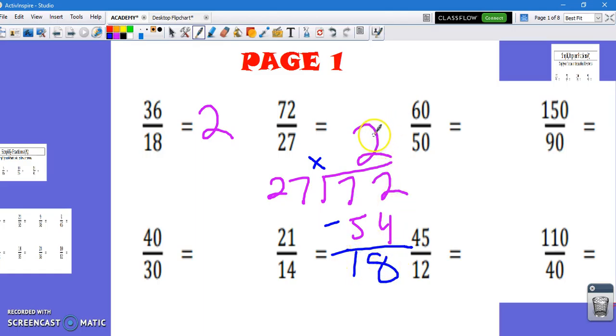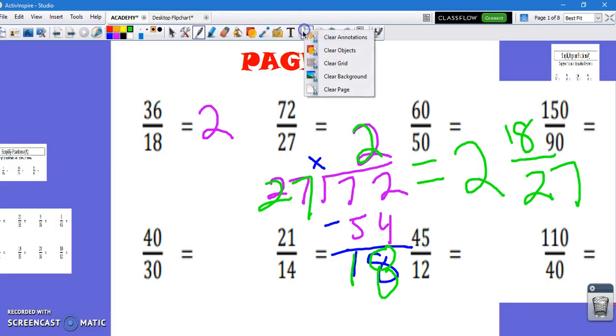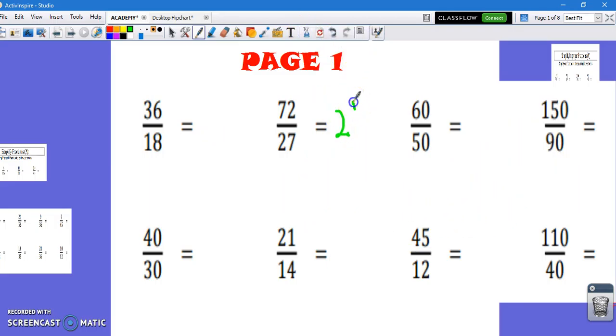So now I have everything I need to put a mixed number together. So for my mixed number, okay, the number that's on top of your house becomes the whole number. The number that is left over, the remainder, that becomes your numerator. The number outside of the house stays as your denominator. So I have 2 and 18 over 27 for my final answer for this one. So again, 2, 18 over 27, okay?